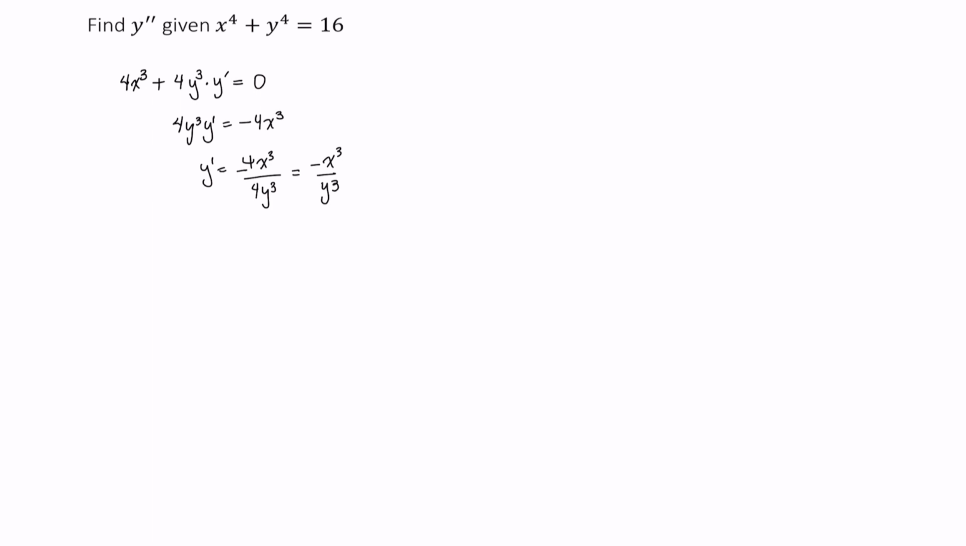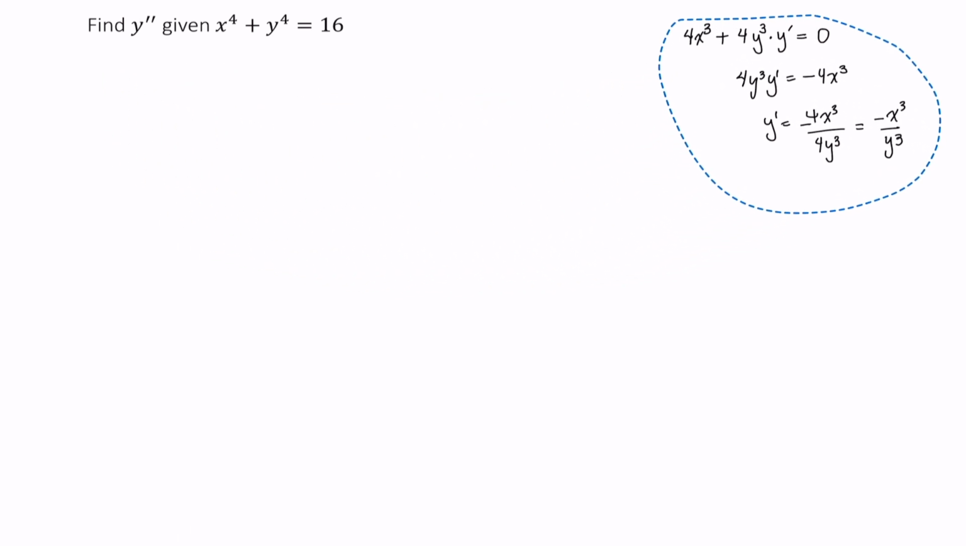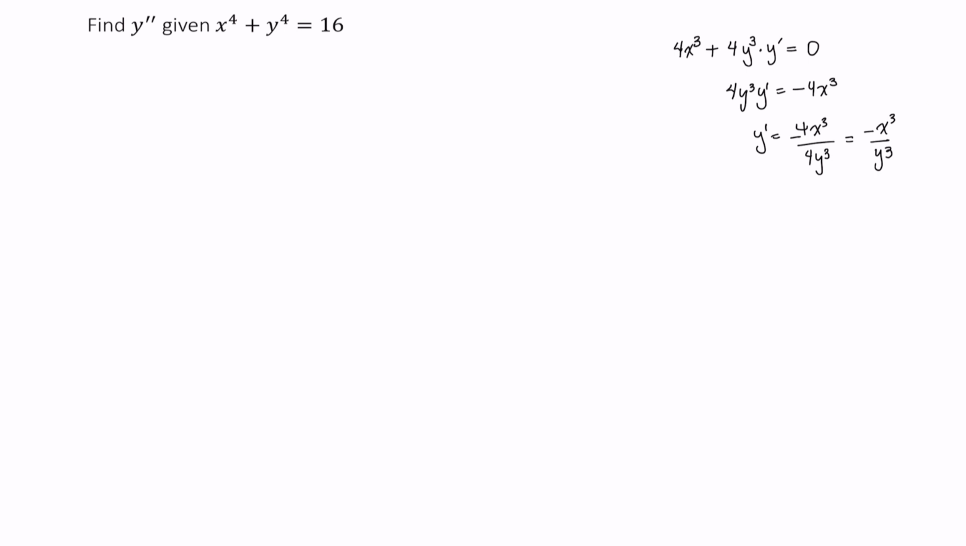All right, now that that's done, I'm going to scooch this over. You can leave it wherever it is on your paper, but this is not the main event. I want to have the second derivative here. Now I want y double prime, so I'm going to use implicit differentiation and apply the quotient rule to negative x cubed over y cubed.